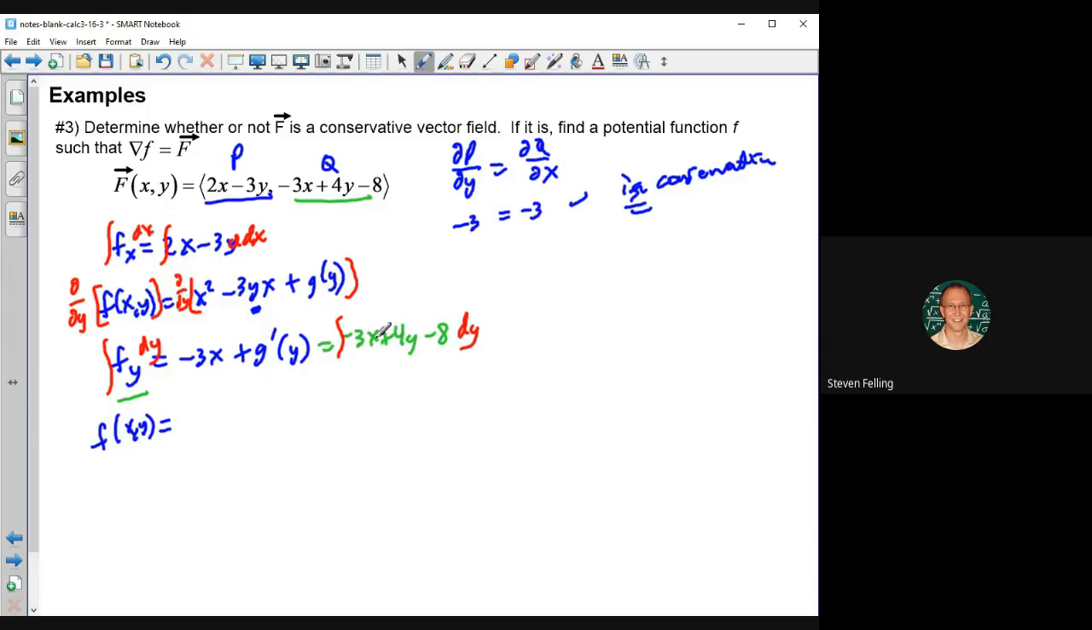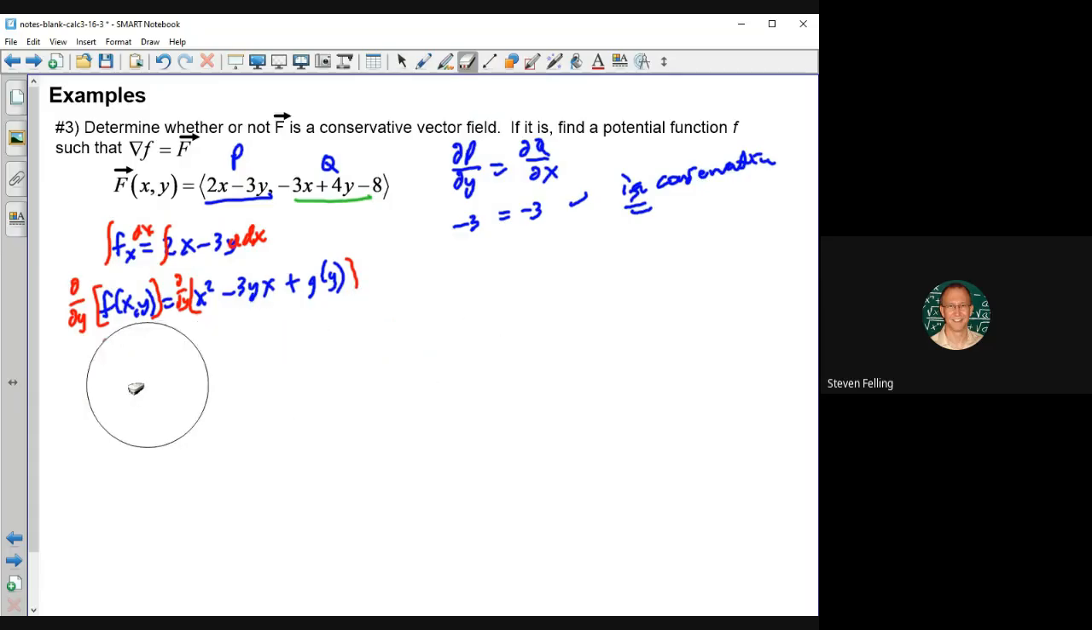All right. So what is this antiderivative? Well, actually, no, we're actually finding out what g is. I'm sorry, I skipped a step here. Let me go back to here. When we get to this step, and we've taken the derivative, we have f_y here, and so we took the derivative and we got -3x plus g prime, and this was right to say, okay, that must equal this. So there's a step before I do the antiderivative. 4y minus 8, okay?